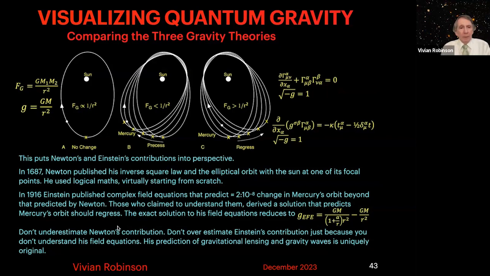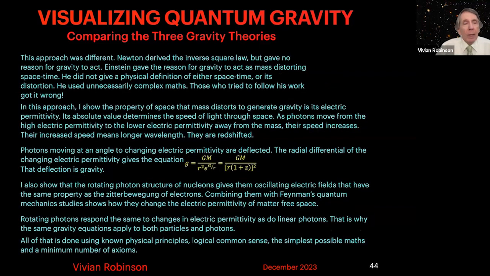So don't underestimate Newton's contribution. At the same time, don't overestimate Einstein's contribution just because you don't understand his field equations. Having said that, his predictions of gravitational lensing and gravity waves is uniquely original. This approach was different. Newton derived the inverse square law, but gave no reason for gravity to act. Einstein gave the reason for gravity to act as mass distorting space-time. He did not give a physical definition of either space-time or its distortion.